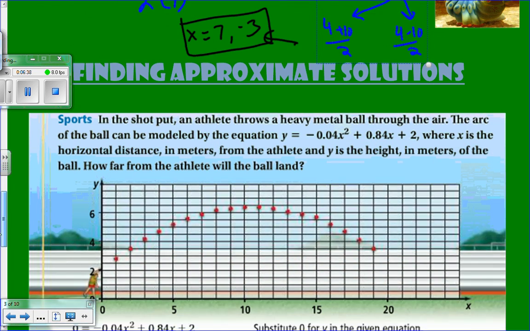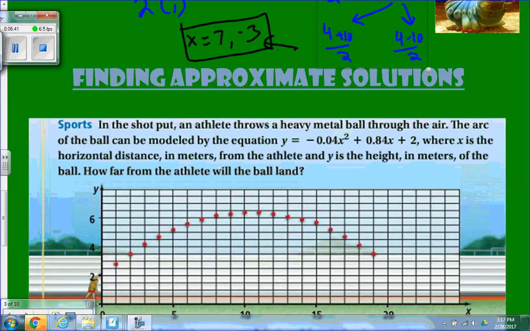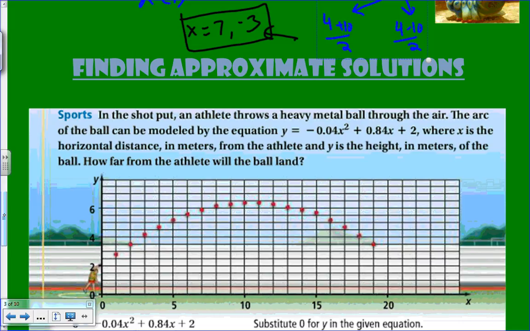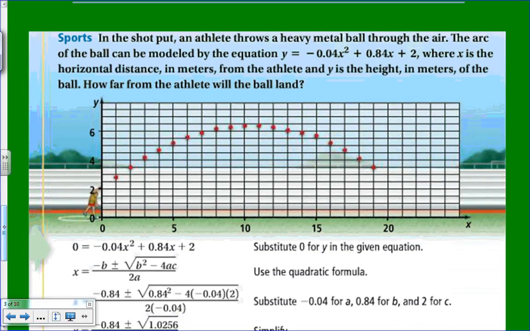Now, here's a real-world example to show when you're finding approximate solutions. And that's kind of what we did with that first one, too, because we approximated, we rounded. It says, in the shot put, an athlete throws a heavy metal ball through the air. The arc of the ball can be modeled by the equation y equals negative 0.04x squared plus 0.84x plus 2, where x is the horizontal distance in meters from the athlete, and y is the height in meters of the ball. How far from the athlete will the ball land? So we want to find the x. So we're going to try to solve for x.